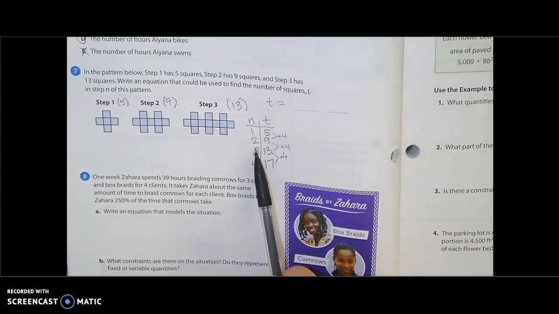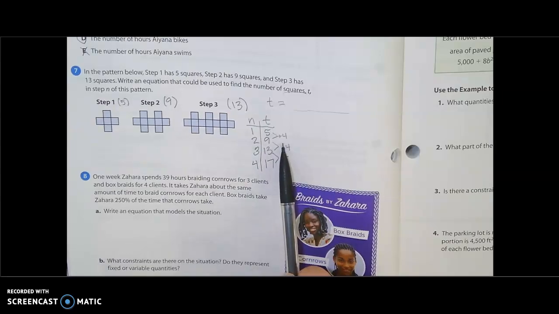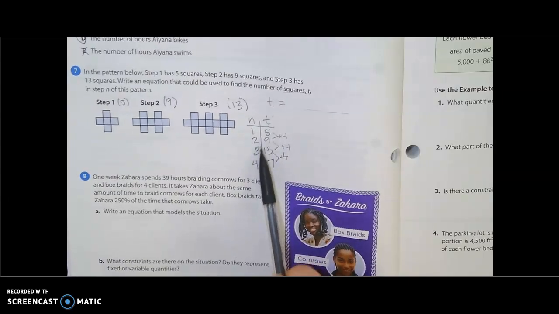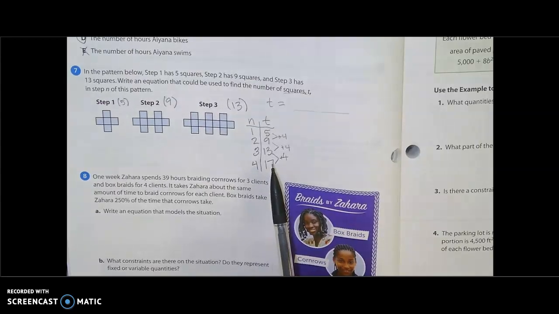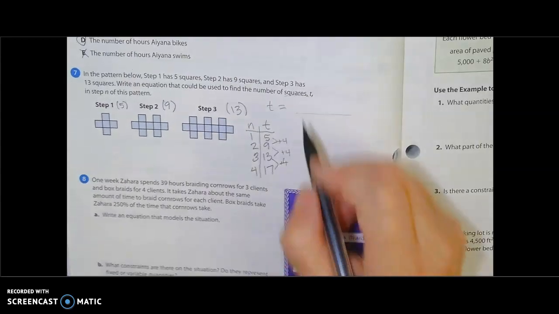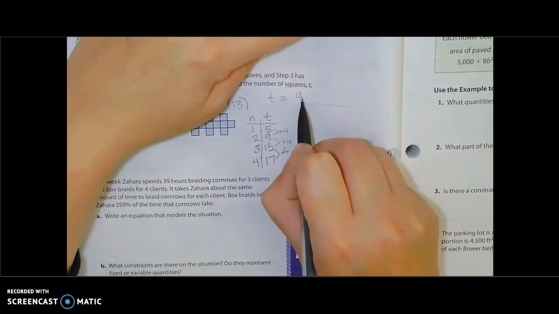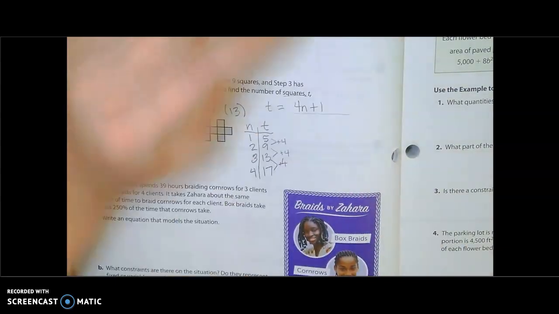But when we look at it, we can say, well, I can take 1 times 4 and then add 1 and I get 5. I can take 2 times 4, which is 8, add 1 and I get 9. 3 times 4 is 12, add 1, I get 13. 4 times 4 is 16, add 1, I get 17. So we came up in class with 4n plus 1.